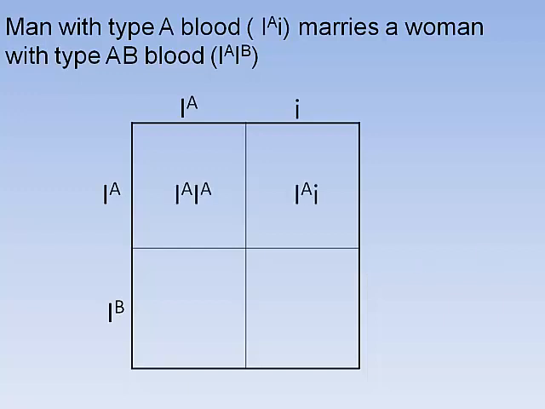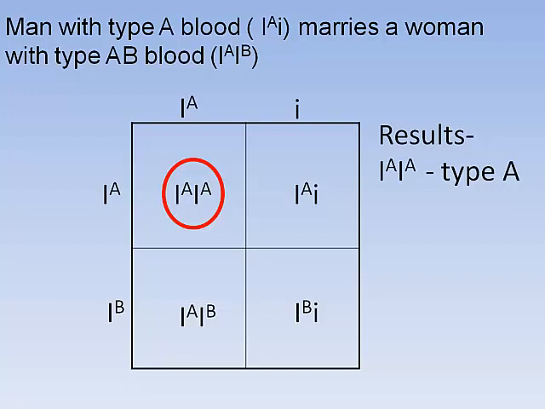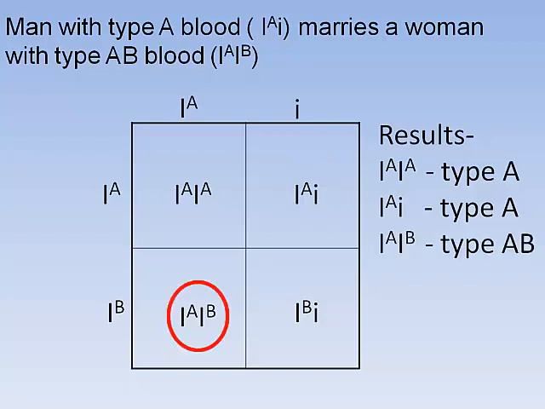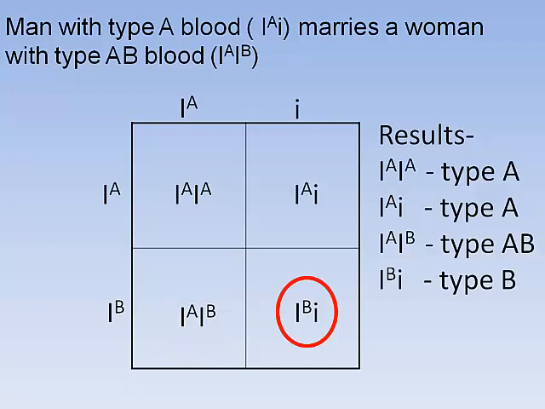So they could produce these possible offspring. They could have one offspring where the genotype is IA IA, and the phenotype would be type A blood. They could have an offspring with the genotype IA, little i, right? That would make type A phenotype blood. They could make a type AB, or they could make a type B with IB, little i.